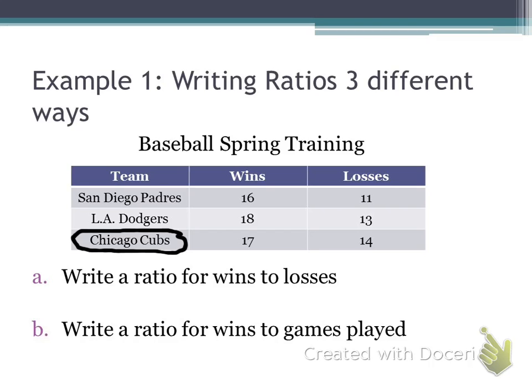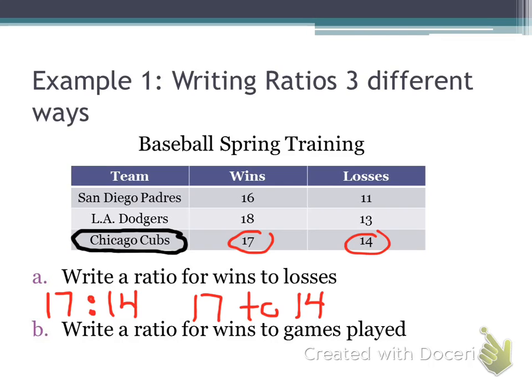So, how many wins do they have? They had 17 wins and 14 losses. So I can write that one of 3 ways. I can write it as a comparison using a colon, 17 to 14. I can write it 17 to 14, T-O. Or I can write it as a fraction, 17 over 14. And when I write it as a fraction, I always want to write it, the first number goes in the numerator and the second number that's being compared goes in my denominator.